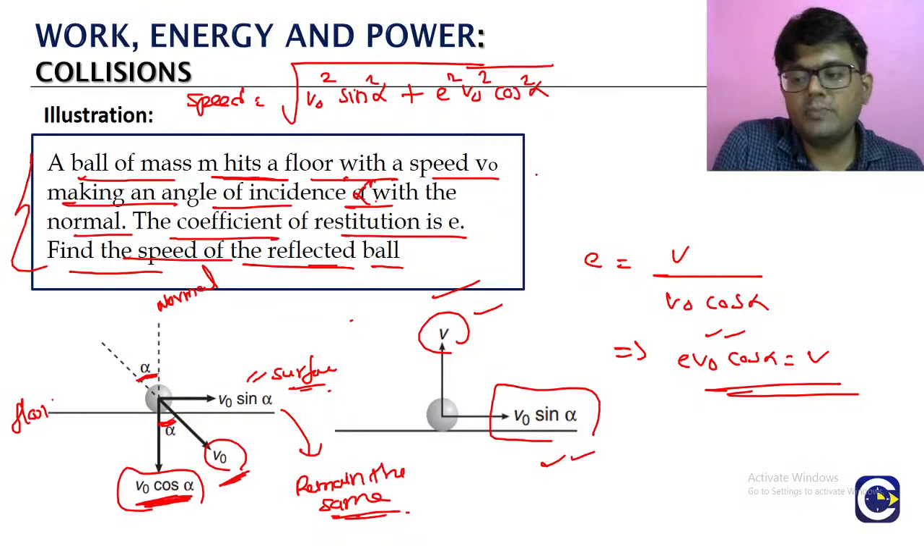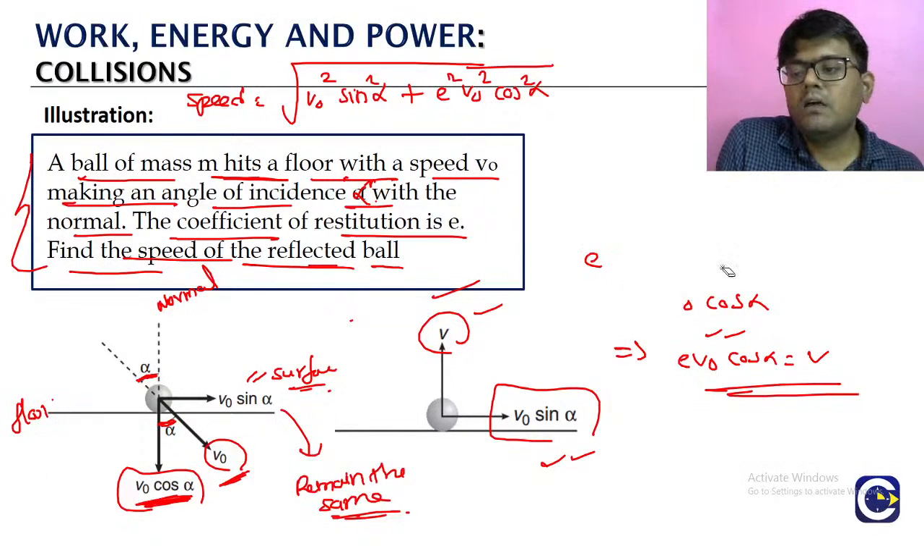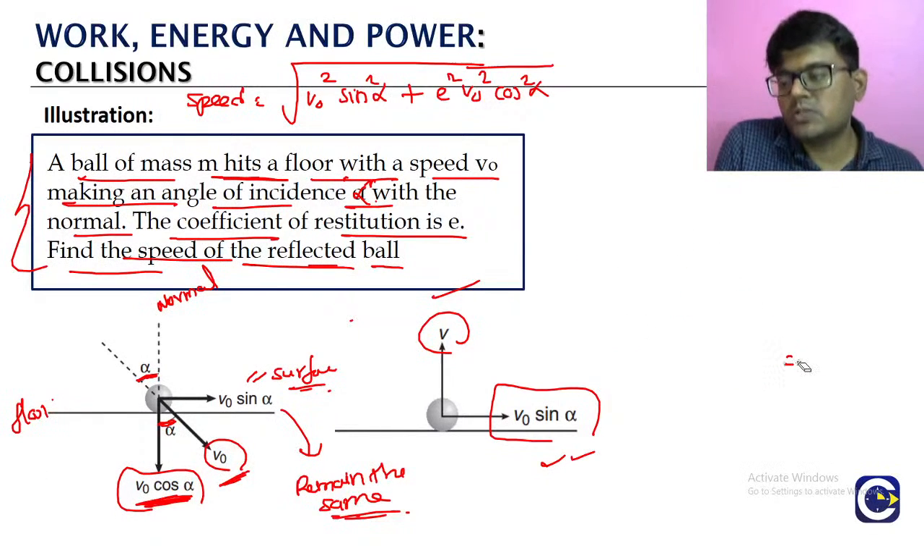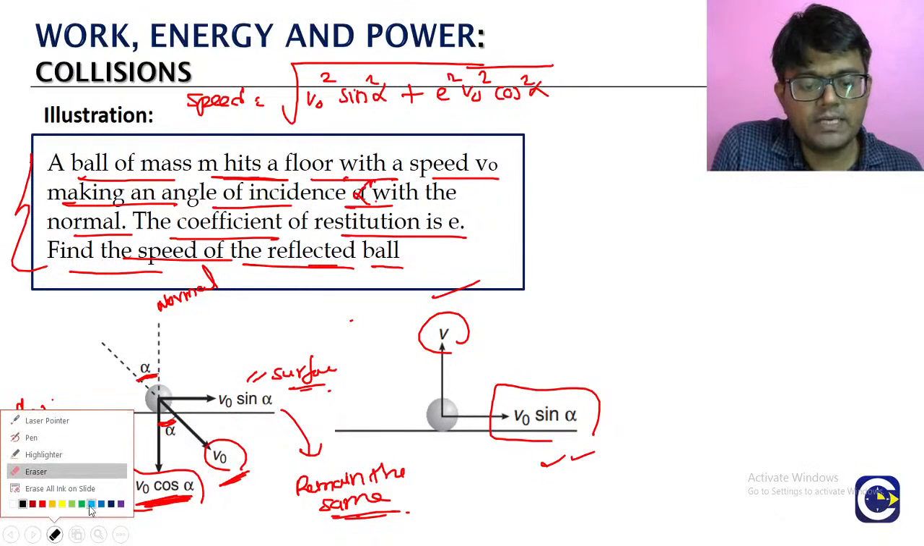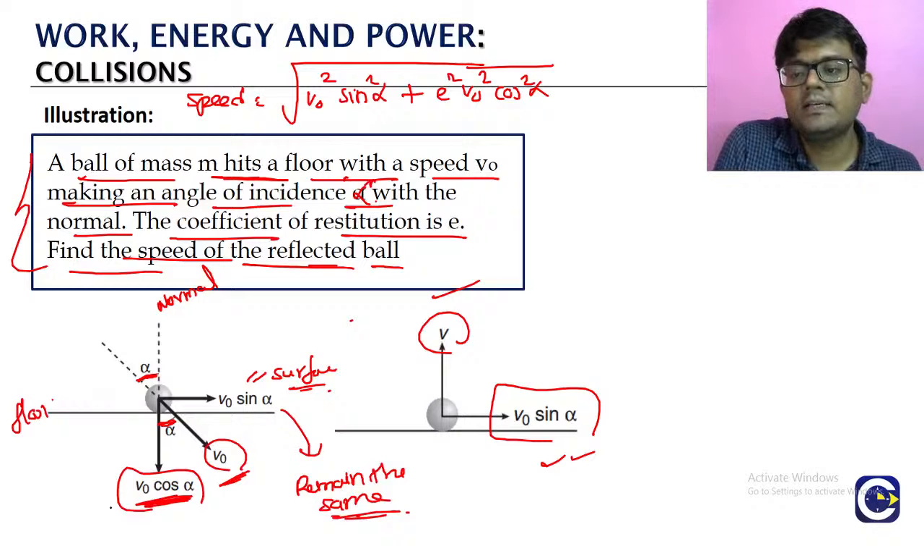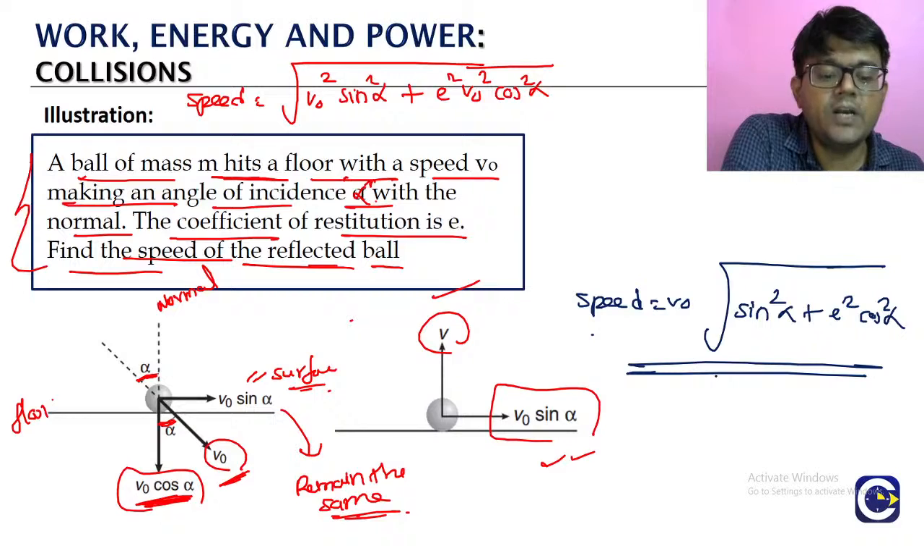We can simplify and write it. From there we can take V naught square out, and it will come out as V naught. So look at this, we can write it over here. The speed of the reflected ball is V naught times the root of sin square alpha plus E square cos square alpha. So this is the speed of the reflected ball.